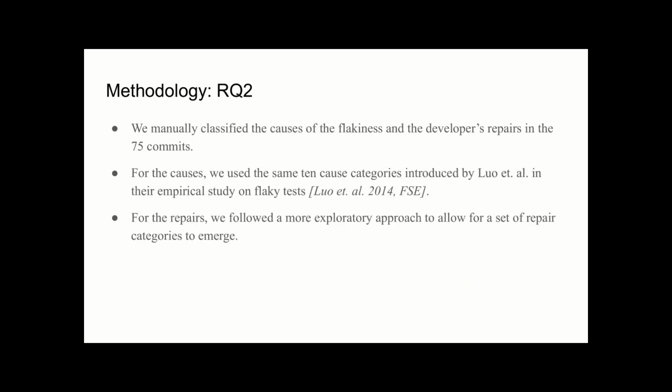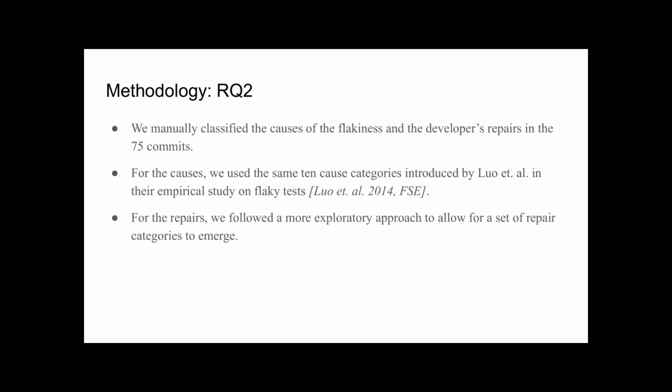For the second research question, we manually classified the causes and repair strategies for each commit. When classifying causes, we used a previously established set of categories introduced by Luo et al. Three authors categorized each commit individually and then discussed their findings to arrive at a consensus for the final cause categories. For the repairs, we did not have an initial set of categories, and so we followed a slightly different methodology to allow for one to emerge.